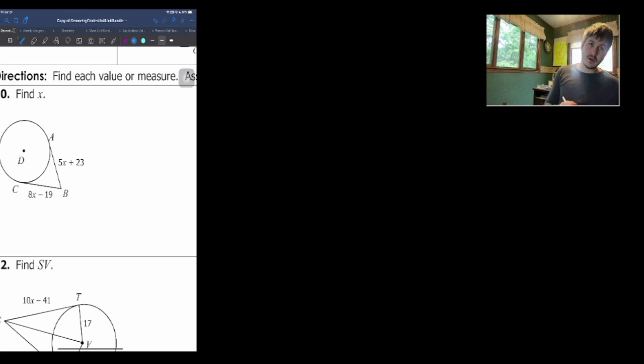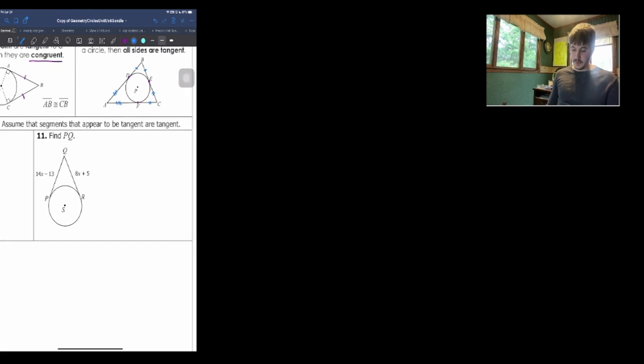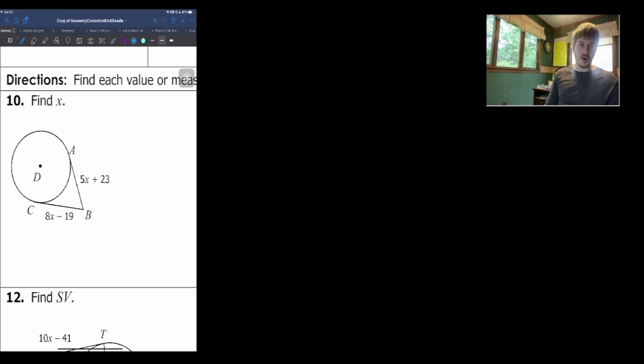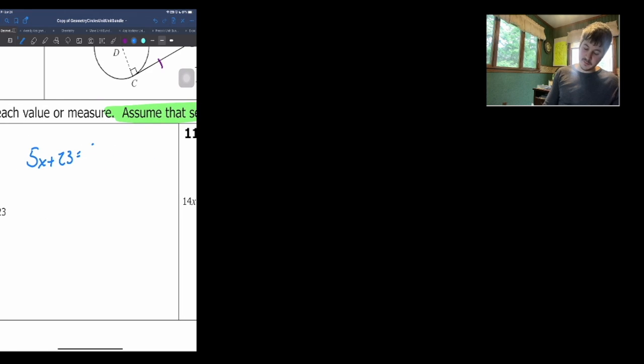No surprise, these aren't going to be too bad as long as you recognize the new geometric theorem that is being presented to you. Because if we're just told that AB and CB are tangent, the directions say assume segments that appear tangent are tangent. Usually directions aren't that vague, but in this case it's fine. So we're assuming these are tangent. They're drawn from the same external point, B. They're simply congruent to each other. Set them equal. 5x plus 23 equals 8x minus 19.